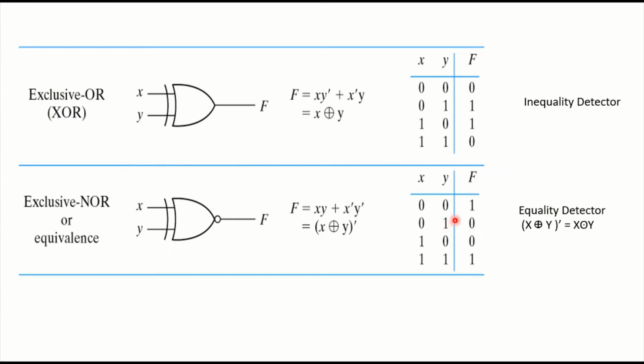So from the truth table, we can see that if both the inputs are equal, here is the case 0 0 and 1 1. In this case, both the inputs are equal, so we are getting 1 at the output. That's why this circuit is also known as the equality detector circuit and widely used for equality detection.